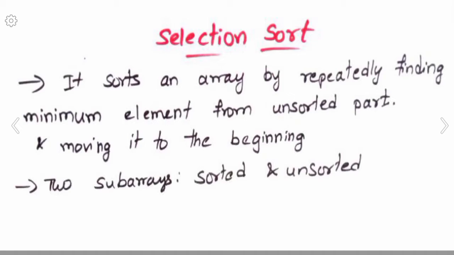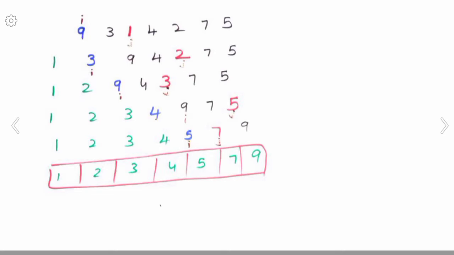Okay, so selection sort means we are going to select a particular element from the given unsorted array and compare it with the first element of the array, and if it is greater then we are going to swap these two elements, right? So we have two subarrays here, that is a sorted and an unsorted list. So we will see the selection sort with an example.